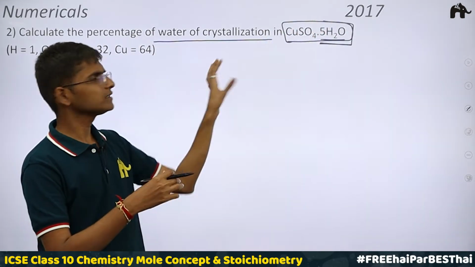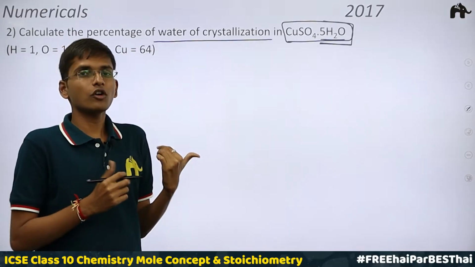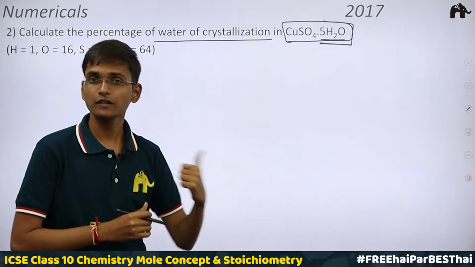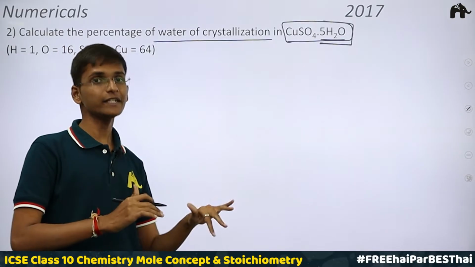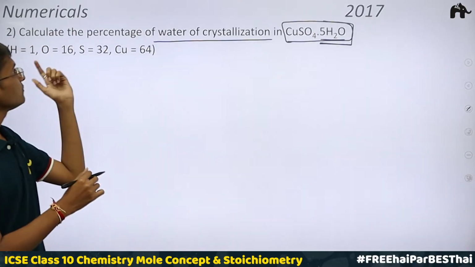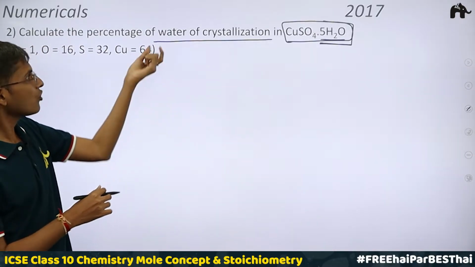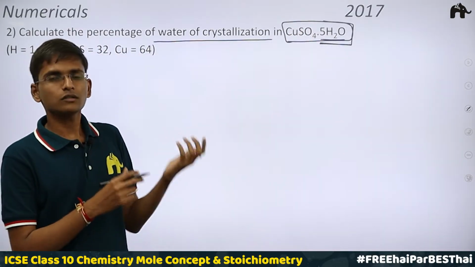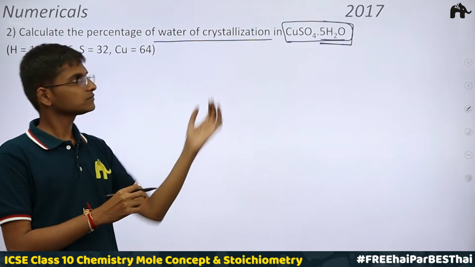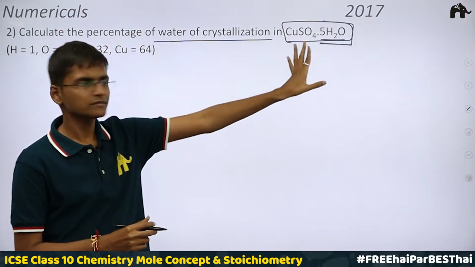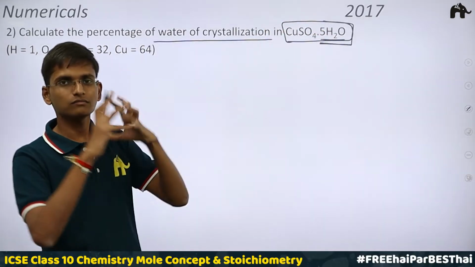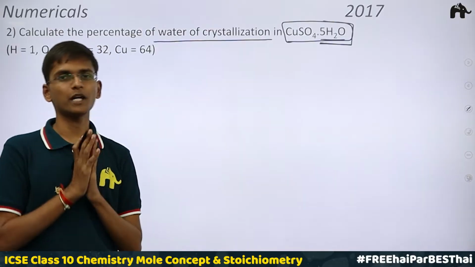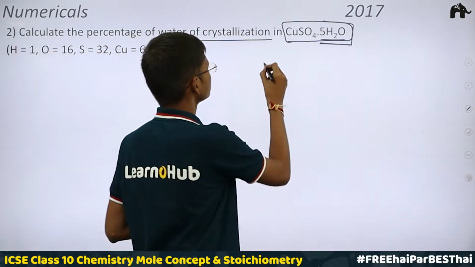Same way, we have to apply the same formula. There we studied the formula for finding the percentage of an element by weight in a compound. Now here we are finding the percentage of a compound, here it is water, by weight in another, bigger compound. So the same formula would be applied. Very simple.